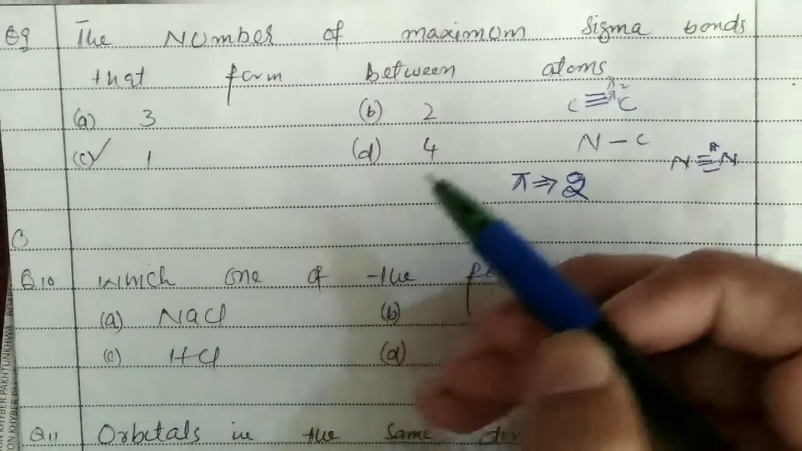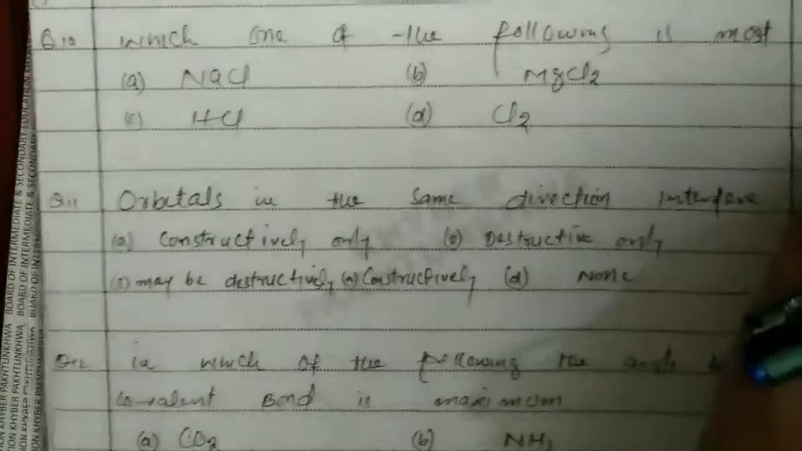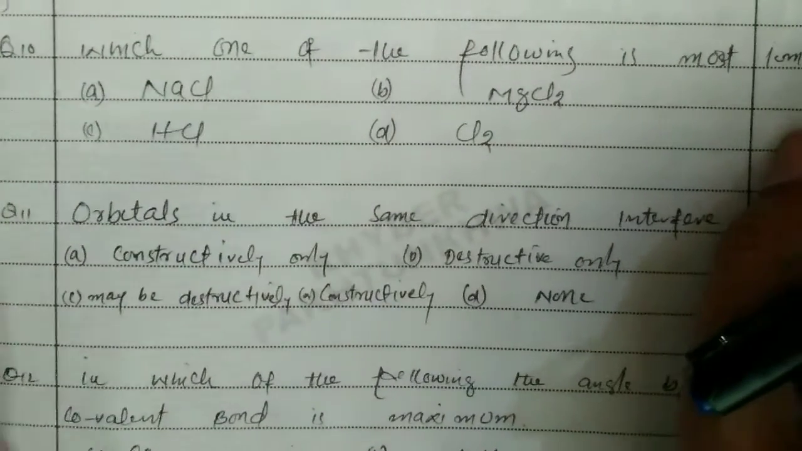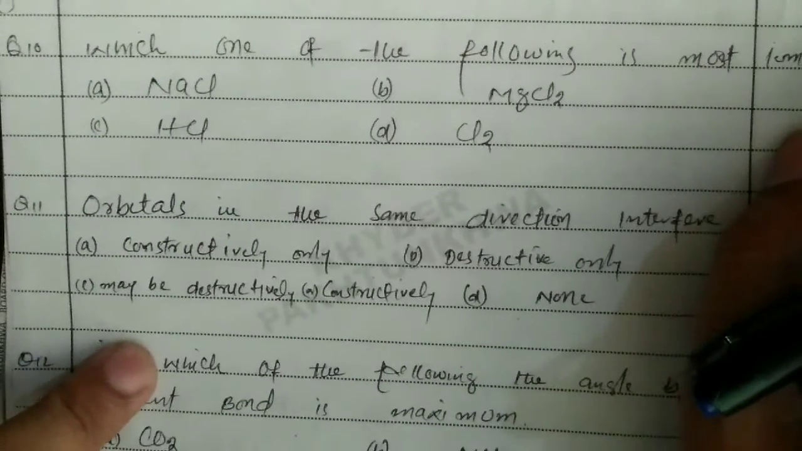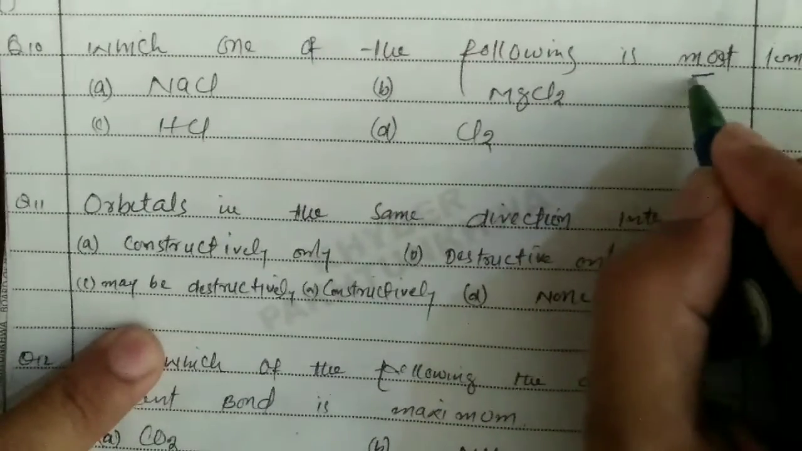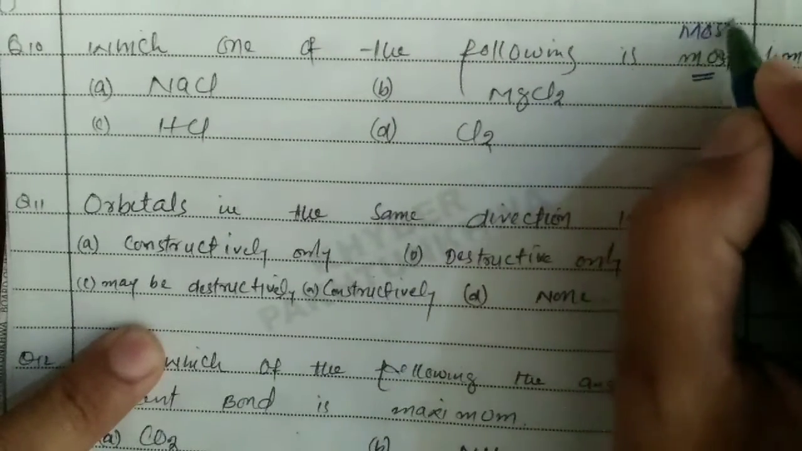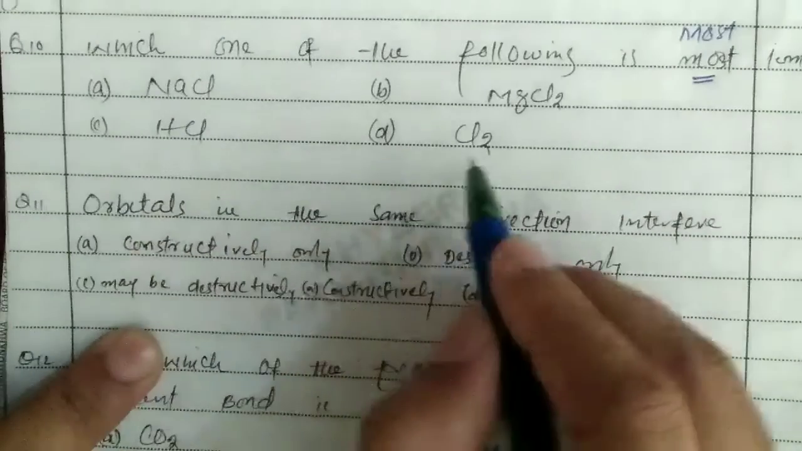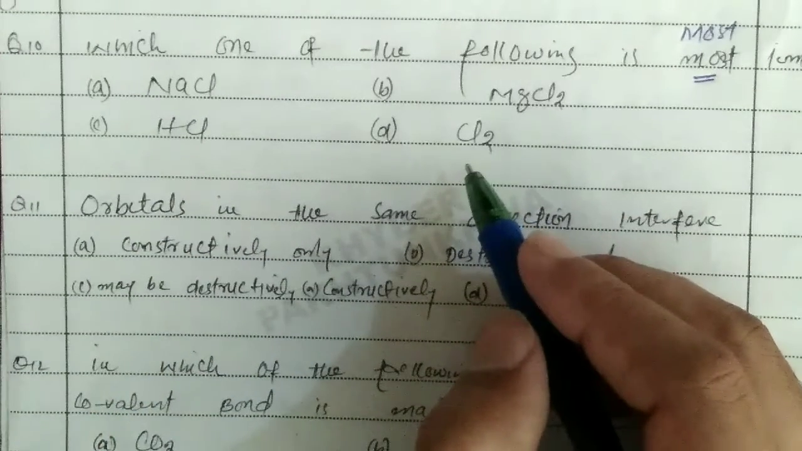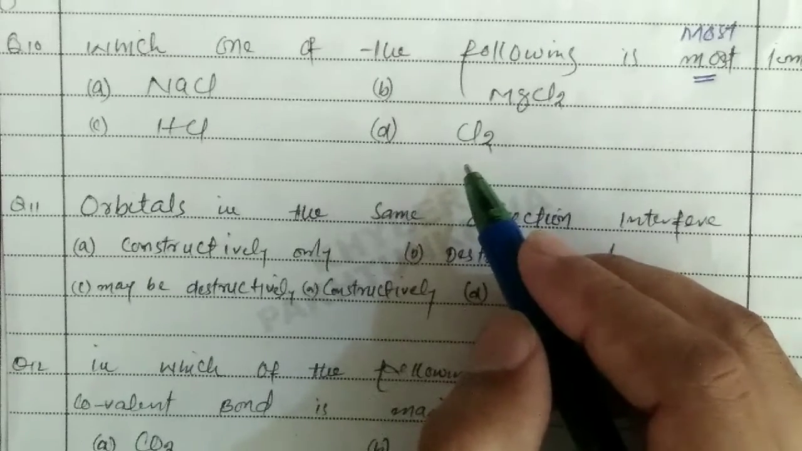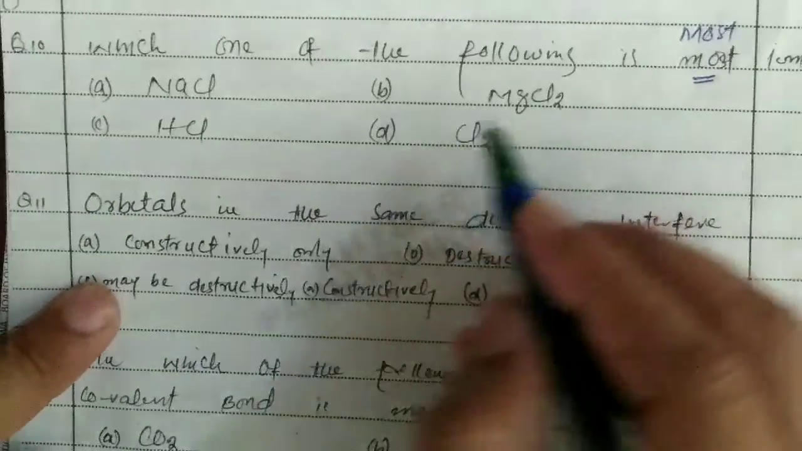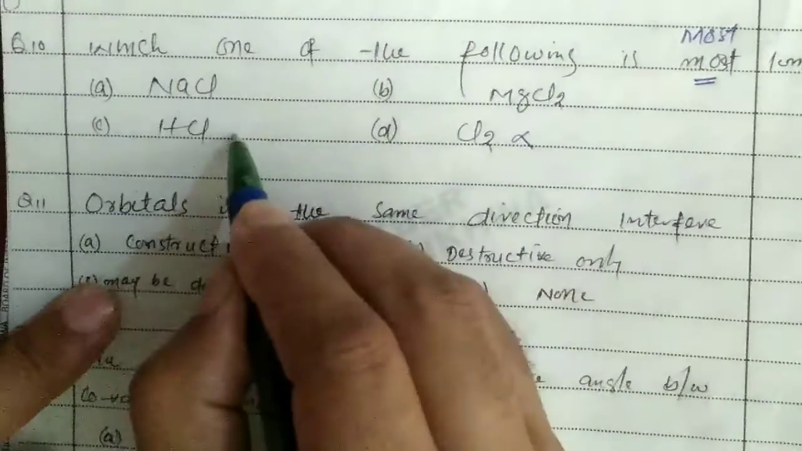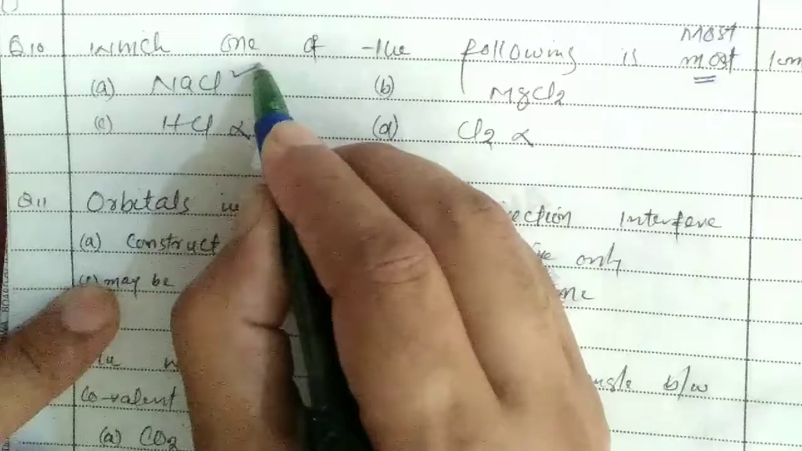MCQs number 10. Which one of the following is most ionic? NaCl, MgCl2, HCl and Cl2. As you know, if you don't know the exact answer, then pick out the options that are clearly not correct. So here is the covalent bond, here is the covalent bond. Now the game is between A and B.